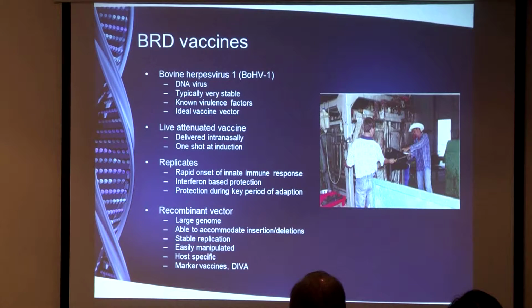So the work that we've been doing is on developing it as a recombinant vector, whereby, because of the large genome, it's able to accommodate a number of insertions and deletions of genes, either for reduced virulence or the incorporation of antigens from other pathogens. It's very stable in its replication. I think there's some debate now if that's true for all the herpes viruses, but it certainly is for BHV. It's relatively easy to manipulate, and I'll talk a little bit about how we do that in my lab. And it's relatively host-specific, because nothing's ever truly host-specific. And it also has the potential for use as a marker vaccine, whereby you can differentiate infected from vaccinated animals, but I won't talk about that today.